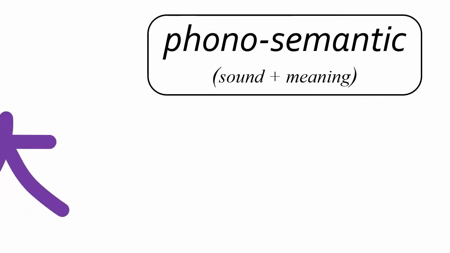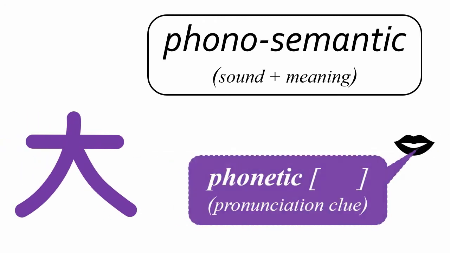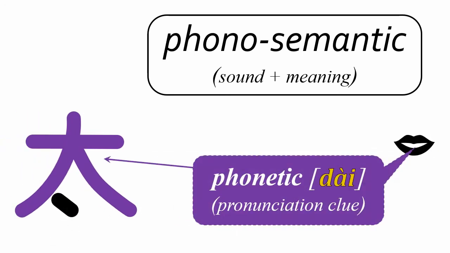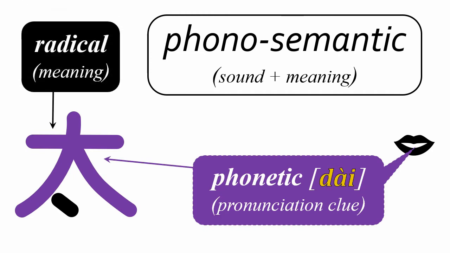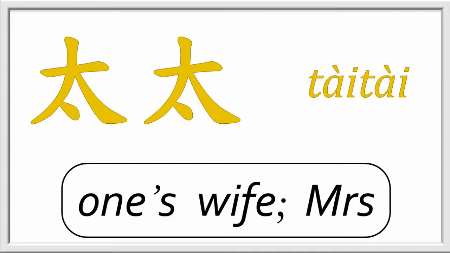It's a phonosemantic combination too, with dai serving as the phonetic element. This simpler ideogram shows one man above another man, indicating a higher social position due to wealth or power. Today it refers to an excessive amount, or is used as a respectful term to show deference toward the older generation and the imperial family. A very common use of this character is 太太, meaning wife.